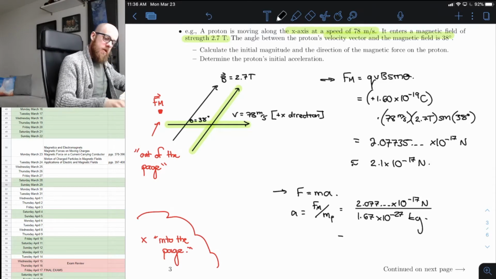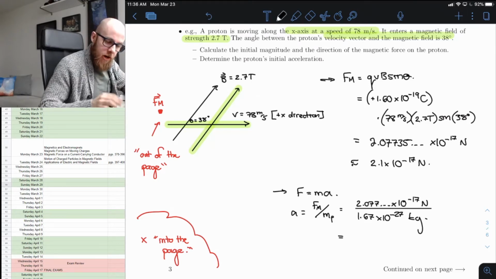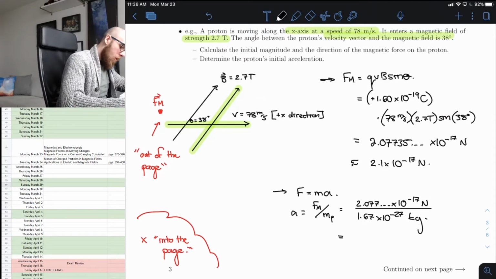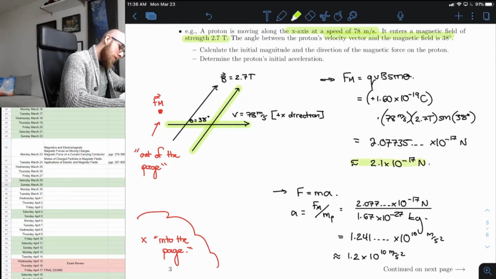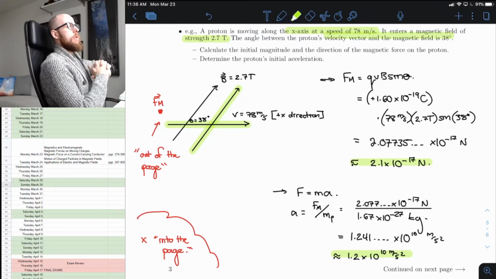Okay, so let's plug that in. You've got to think it would be a high acceleration because the mass of the proton is so tiny. So we get 1.241 and so on, times 10 to the 10 meters per second squared, or approximately 1.2 times 10 to the 10. Any questions about that example?